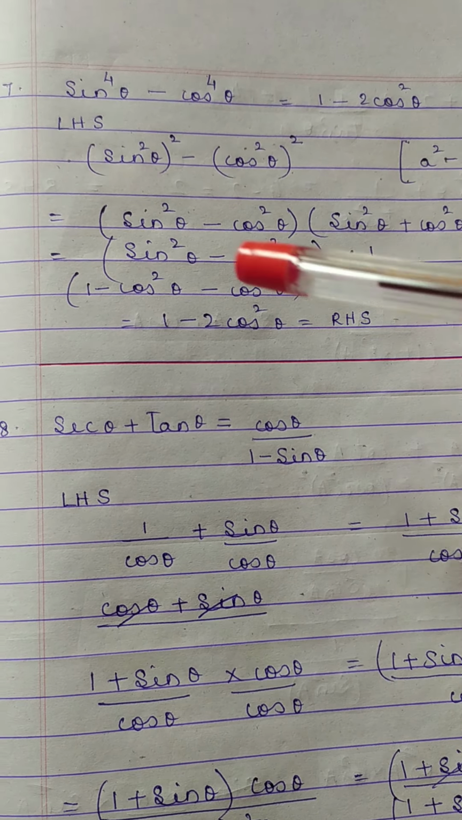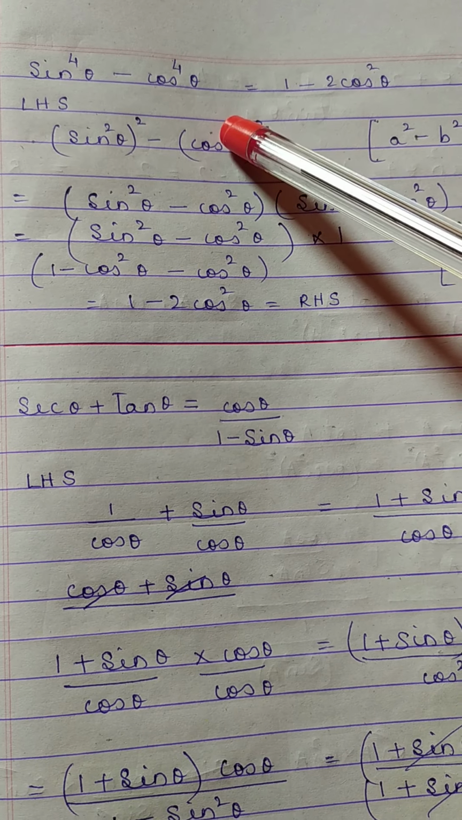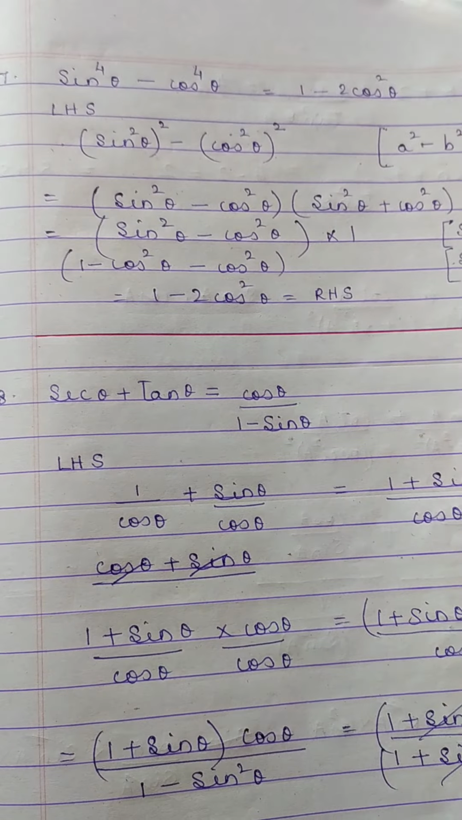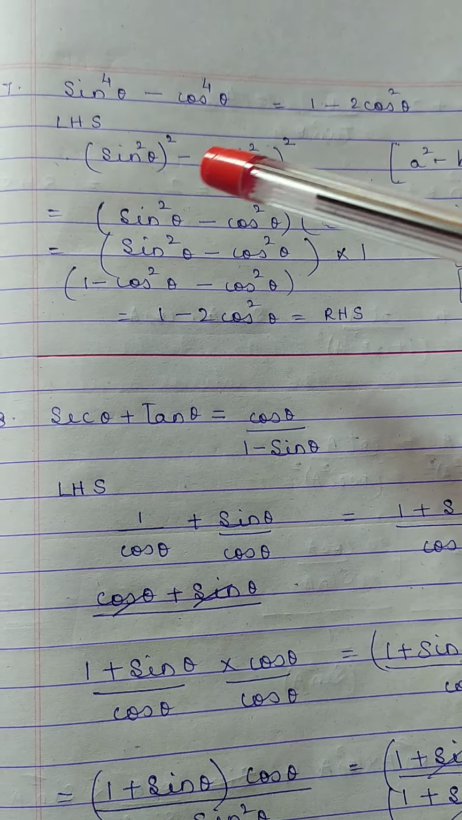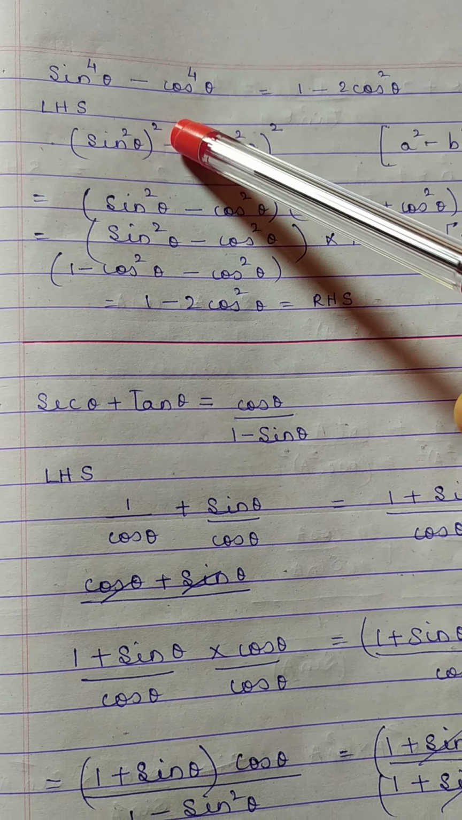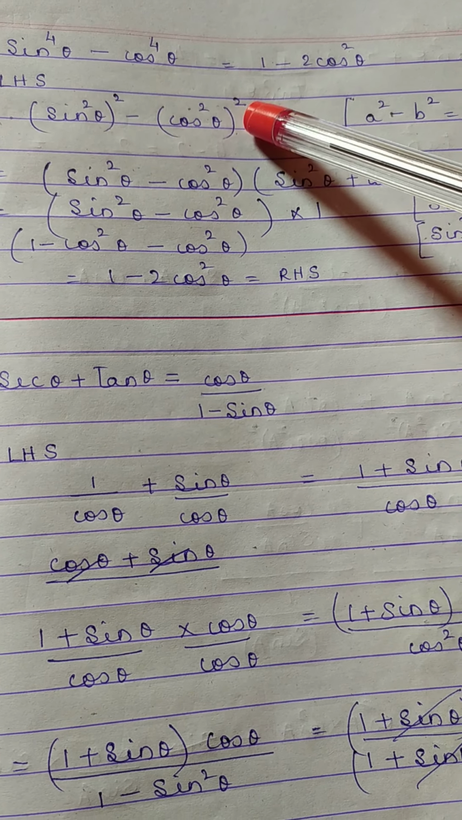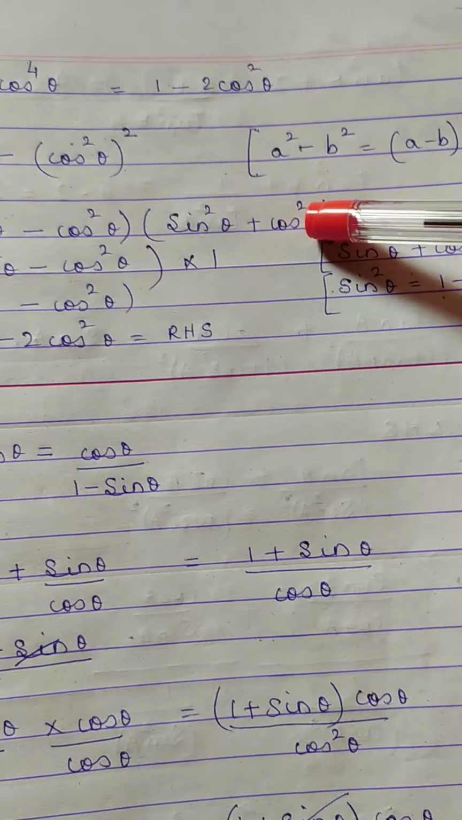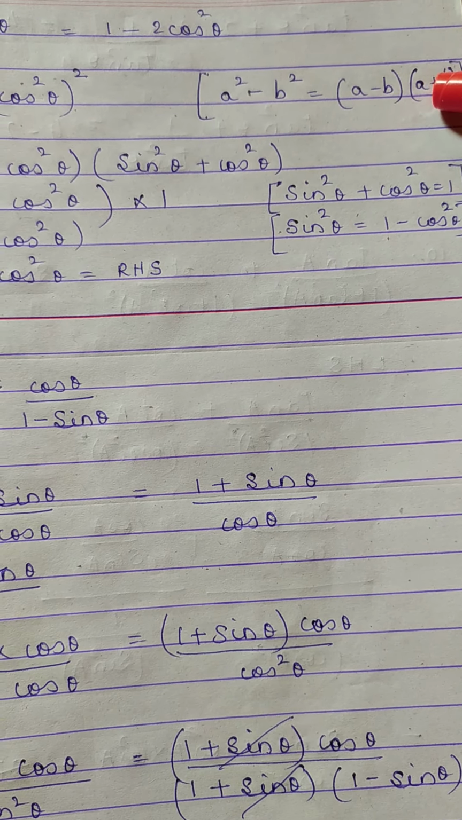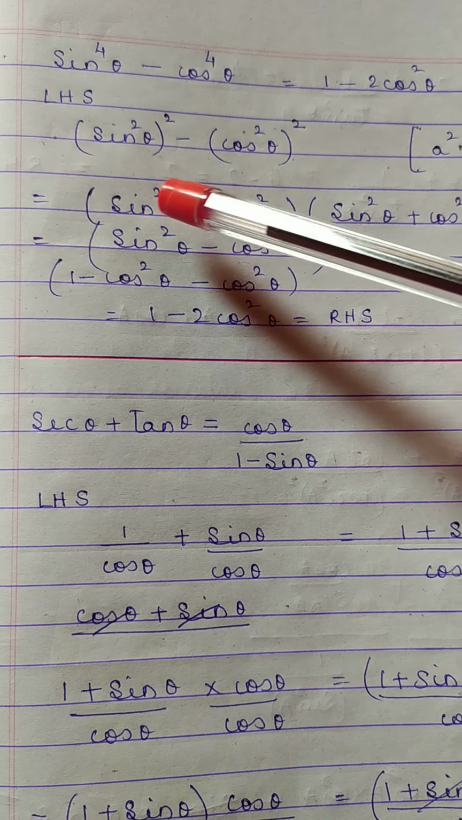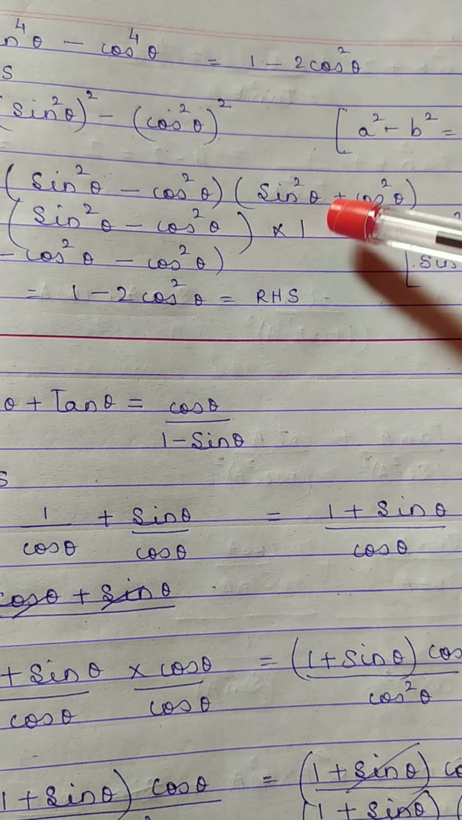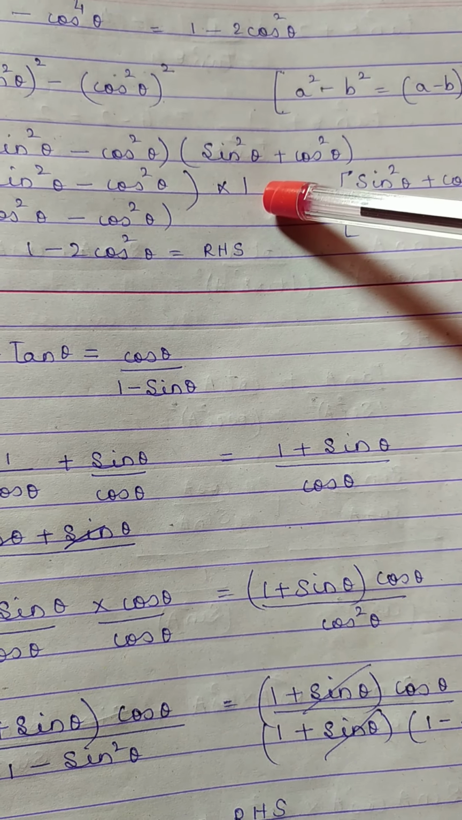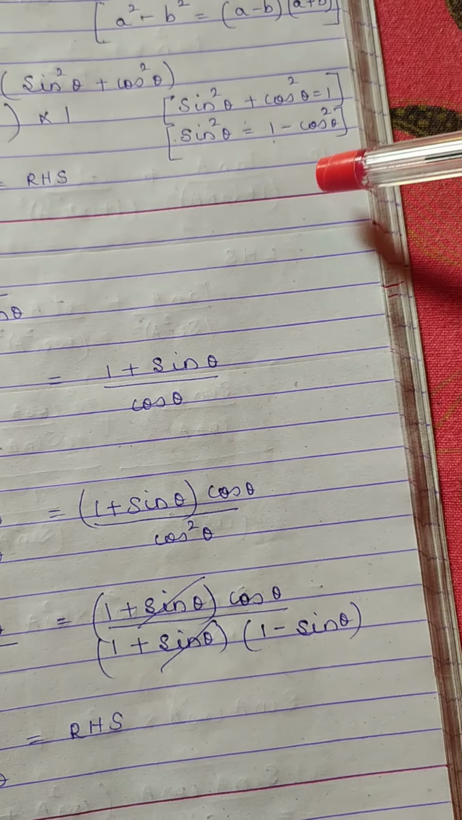Question number 7. Sine raised to 4 theta minus cos raised to 4 theta equal to 1 minus 2 cos square theta. Sine raised to 4 theta can be written as sine square theta whole square minus cos square theta whole square. Now this is of the form a square minus b square. What is a square minus b square? A minus b into a plus b. So in that same way, this is a minus b into a plus b. Now sine square theta plus cos square theta is 1 according to the identity. So substitute it as 1.